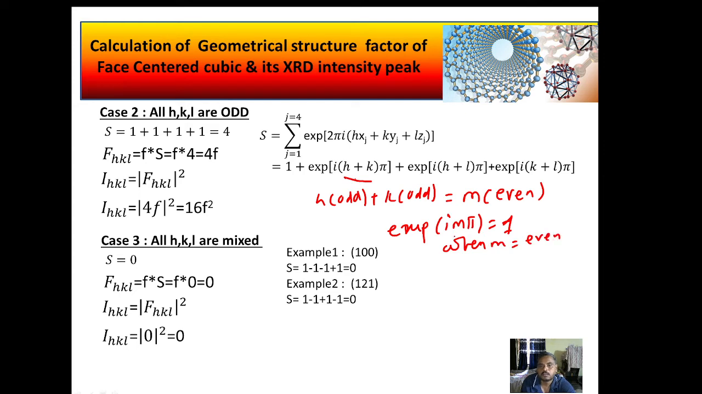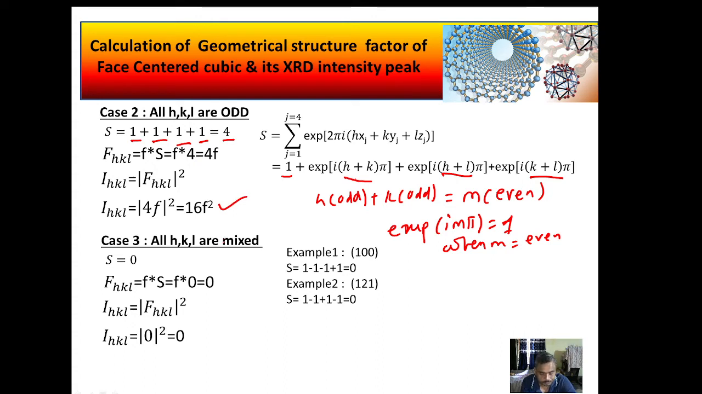So this will be the case for all other cases. For this case also, because all of them are odd and the addition of any two odd numbers is even, and exponential of i times an even number times pi is equal to 1. So for that reason, S will be again 1. One is from the first term, and the other three terms also give us 1. So the S factor will be 4, and like the previous case, this will be 16 F square.